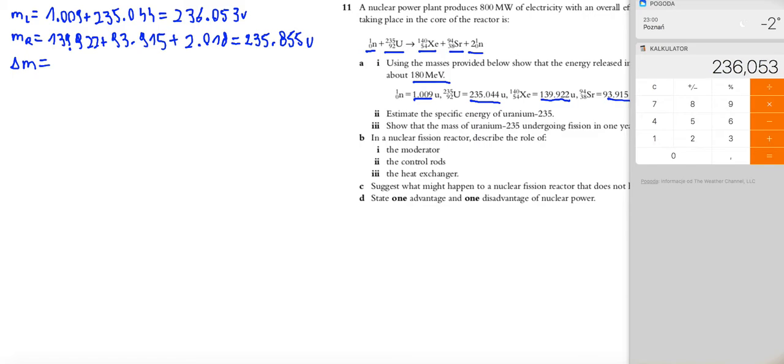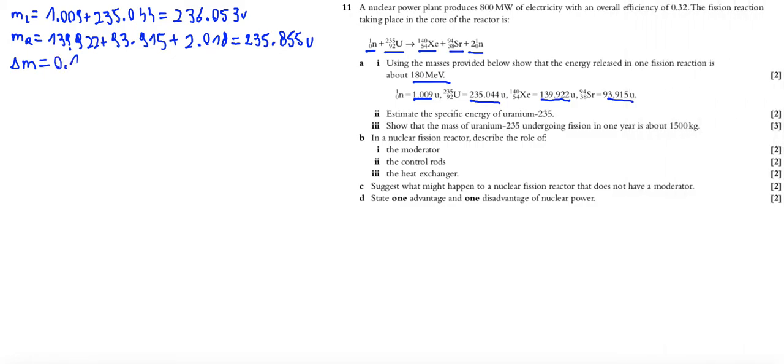Mass defect, the difference between left and right, is 236.053 minus 235.855, which gives 0.198 units. I'm going to write this here, probably it will be needed later, so mass defect is 0.198 units. Okay, and if you want to convert it into megaelectronvolts, you have to multiply this by 931.5, which approximately gives us 180 megaelectronvolts.